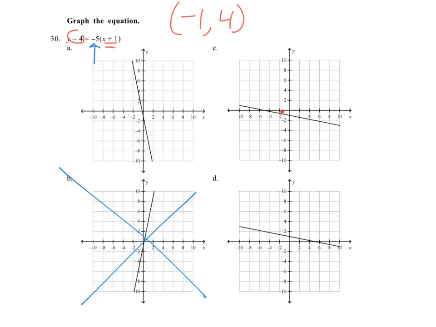A looks good. -1, 4. Nope, can't be C. Let's cross C out. And let's do it again. Here, -1, 4. Nope, doesn't go through it. So it's looking pretty good that it's going to be A.